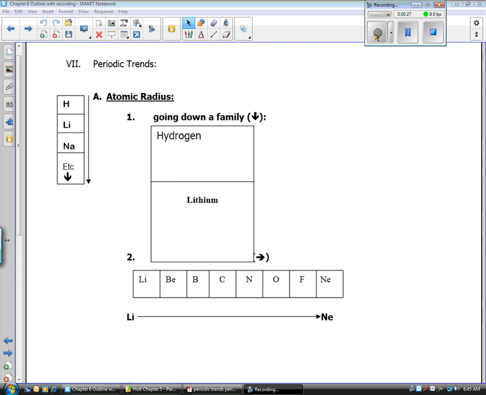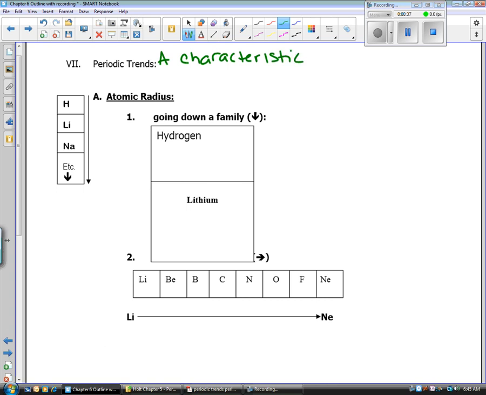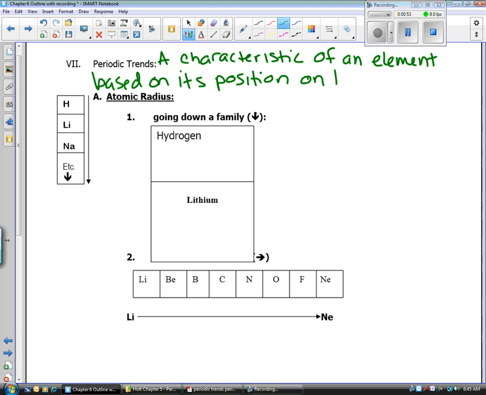So to define it, a periodic trend is a characteristic of an element based on its position on the periodic table.